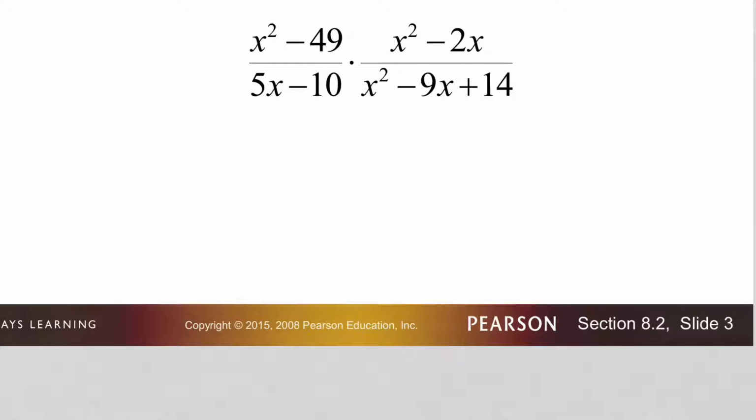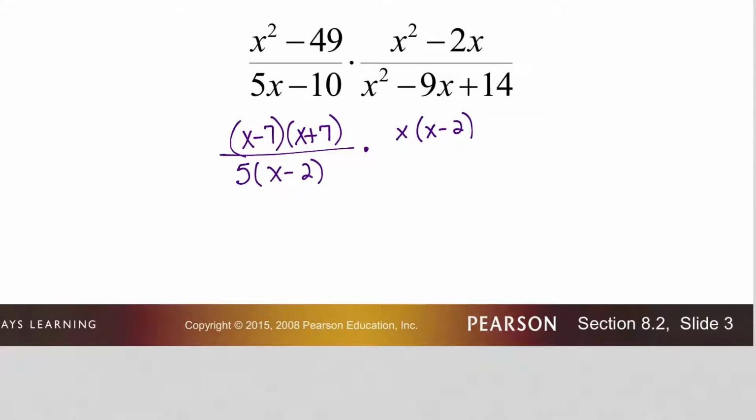So the numerator on the left side becomes x minus 7, x plus 7. The denominator on the left side becomes 5 times x minus 2. The numerator on the right side becomes x times x minus 2. And the denominator on the right side becomes x minus 2, x minus 7.